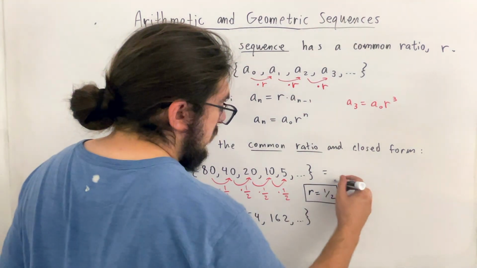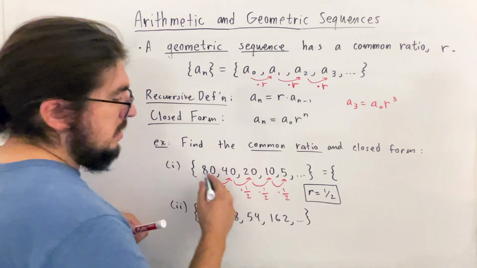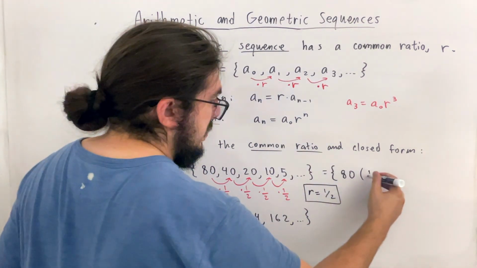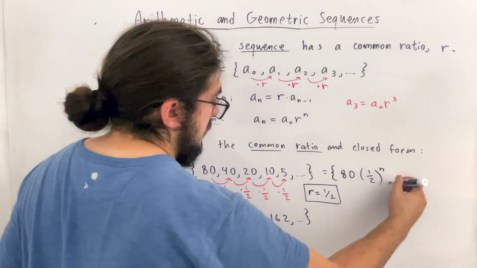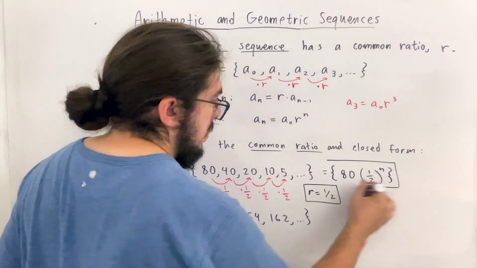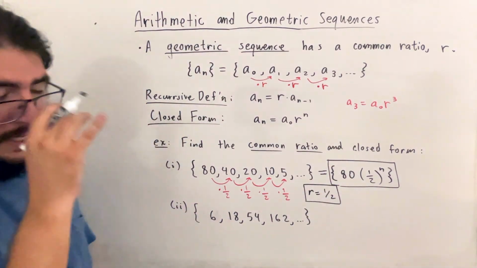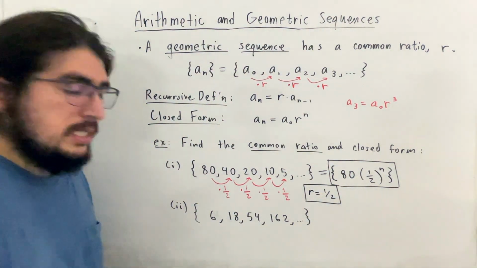And now we can say the closed form is then the first term A0 times the ratio 1/2 to the nth power, perfect. There's your closed form for a general term along with our common ratio below. Fantastic. The next one's also pretty simple.